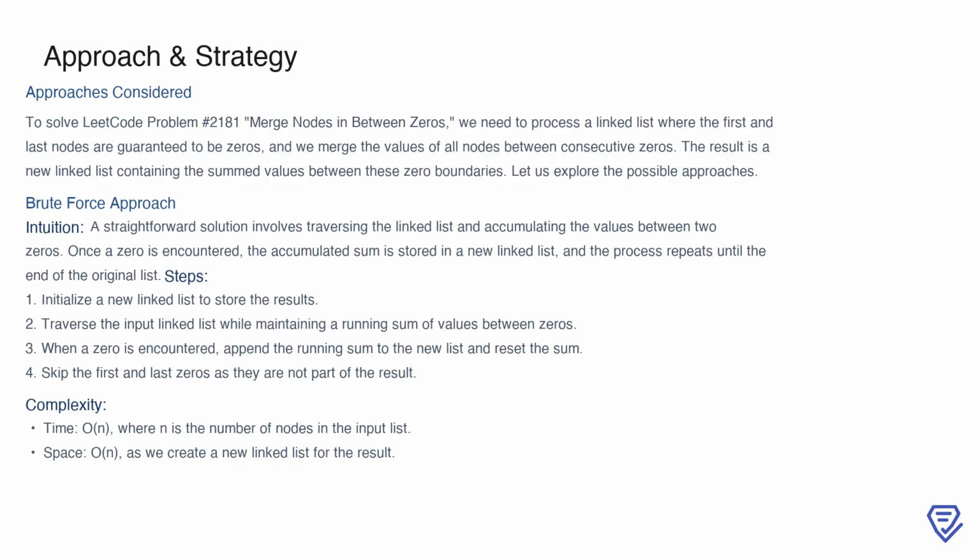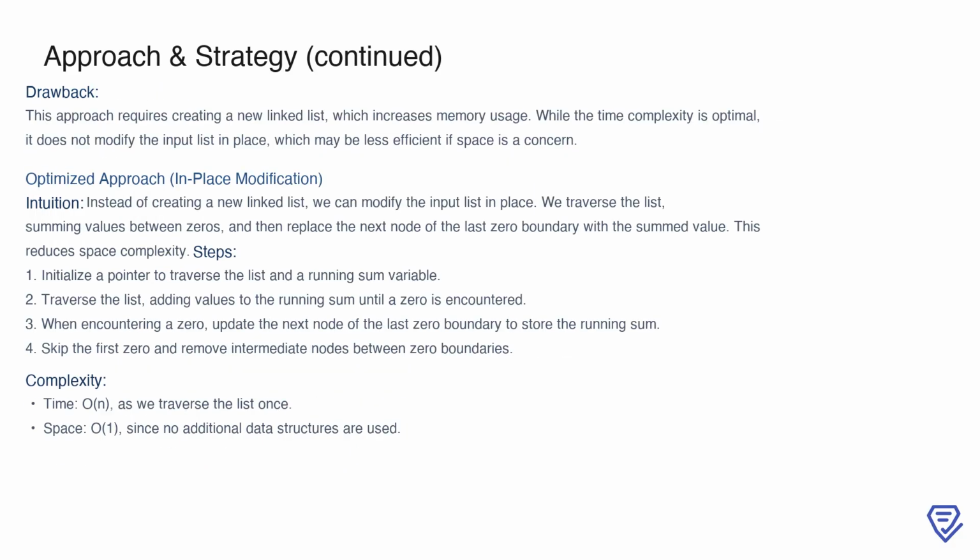The key steps include initializing a new linked list for the results, iterating through the input list while summing values, appending the sum when a 0 is encountered, and skipping the first and last zeros, as they are not part of the result. This approach has a time complexity of O(n), since we traverse the list once, and a space complexity of O(n), as it requires creating a separate linked list to store the results. While the brute force approach is simple and achieves optimal time complexity, it does have a drawback: the additional memory required to create a new linked list.